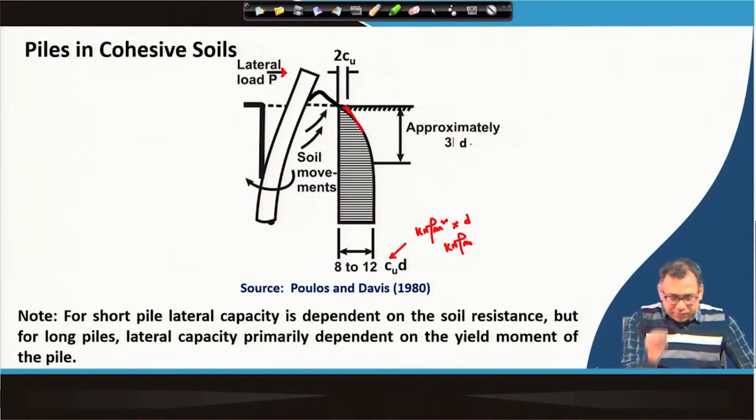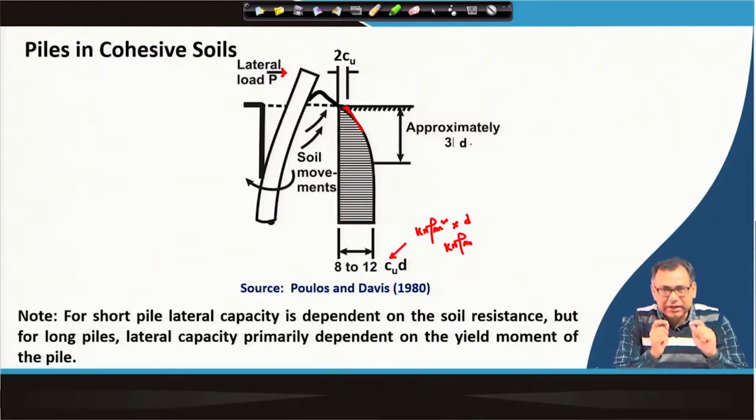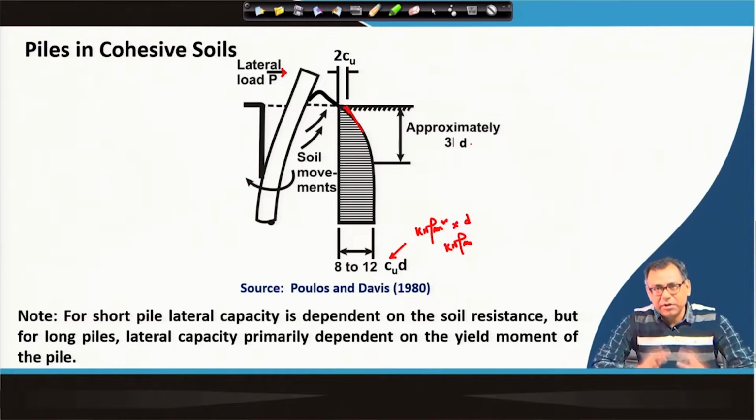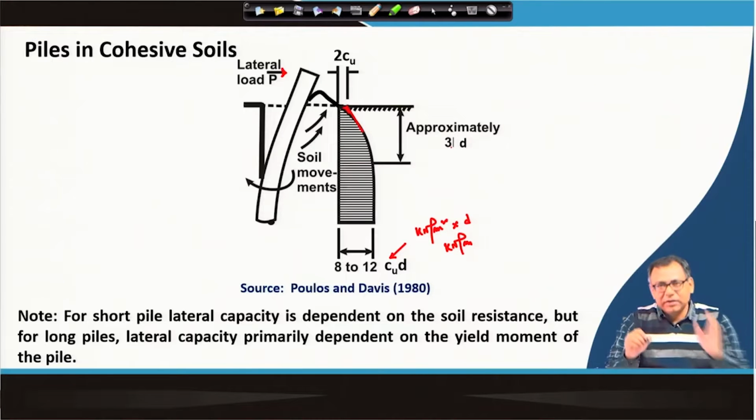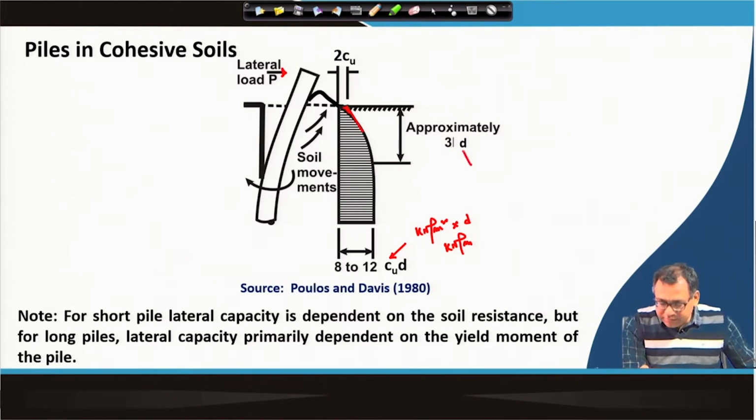Based on this distribution for the lateral loaded pile in clay or cohesive soil, there will be a uniform distribution of the stresses, or soil resistance, after approximately 3 d from the top of the ground surface. Here d is the diameter of the pile.